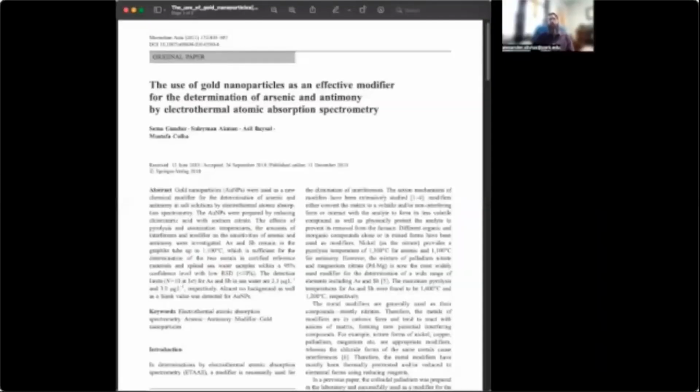So now let's look at a paper, and it's fairly technical and specific, but I want to look at it and try and just see if you can answer the questions without understanding the whole subject. If we use the tools that I've talked about, we can look at the abstract and see, is this a paper that would be effective in what I want to review? So we read the title: "The use of gold nanoparticles as an effective modifier for the determination of arsenic and antimony by electrothermal atomic absorption spectrometry."